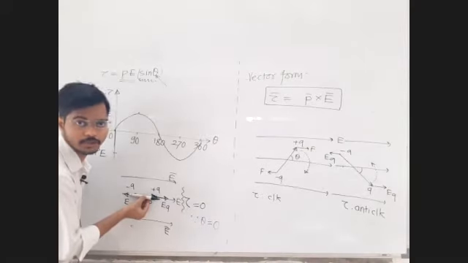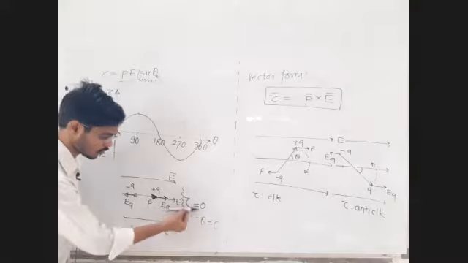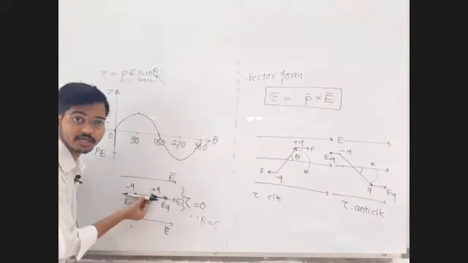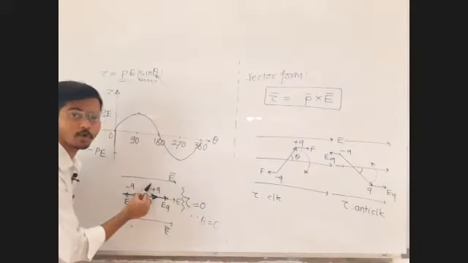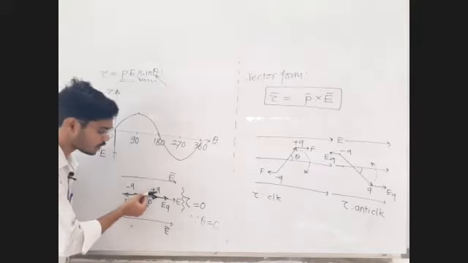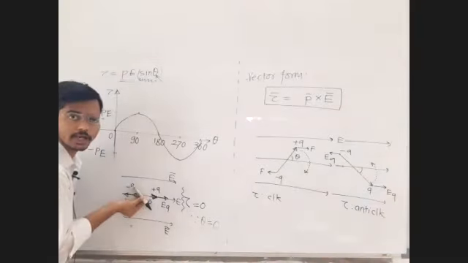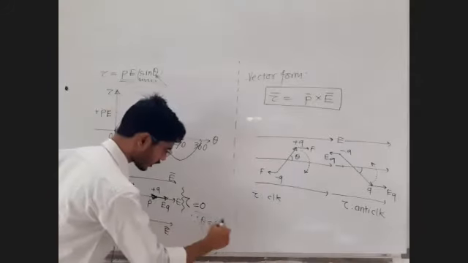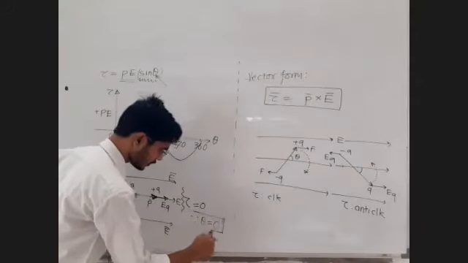Why equilibrium? Net torque is 0. But it is stable equilibrium. Why stable? Because if you displace it from that position, it will be brought back to the same position. So theta equal to 0 is called the stable equilibrium position.